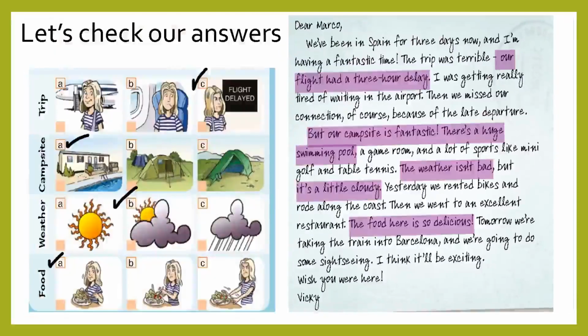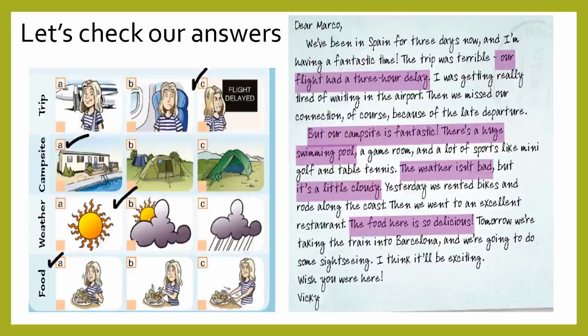Okay, now let's check our answers. Okay, trip. What's about the trip? The correct answer is letter C. Very good, okay? This information we find here in the text. Our flight had a 3-hour delay, okay? Good. And campsite. What's about the campsite? The correct alternative is letter A. Okay, and we find this information in this part of the text: but our campsite is fantastic. There's a huge swimming pool, okay?